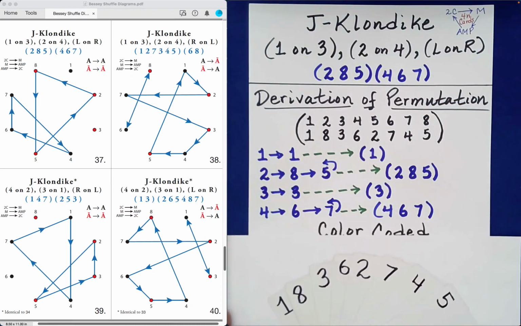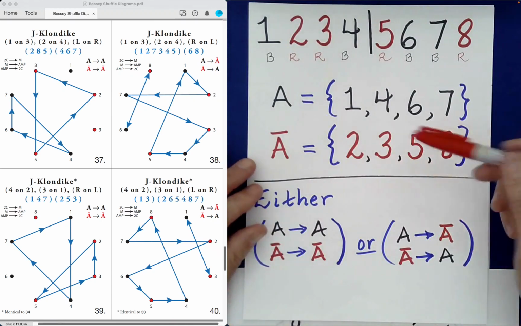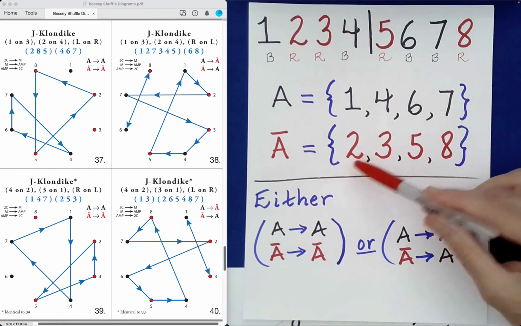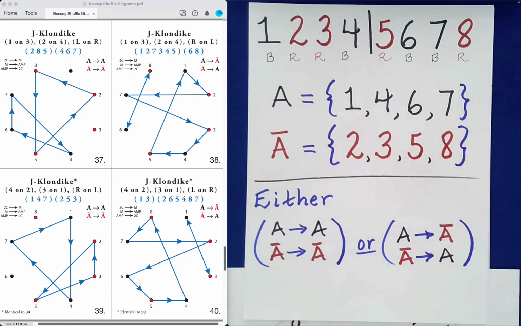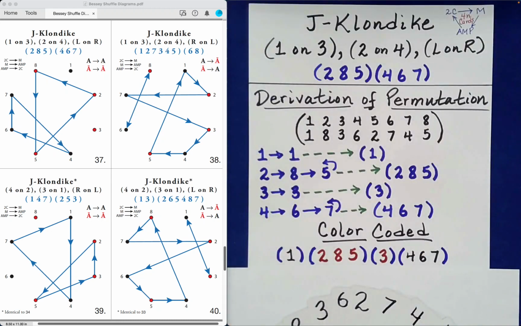Color coding the numerals, we obtain the following. Recall that positions 1, 4, 6, 7 are being color-coded black, and position values 2, 3, 5, 8 are color-coded red. So using that convention, we see that the following has occurred. Black 1 gets sent to itself. Red 2 goes to red 8, which goes to red 5, which wraps around to red 2. Red 3 goes to itself.